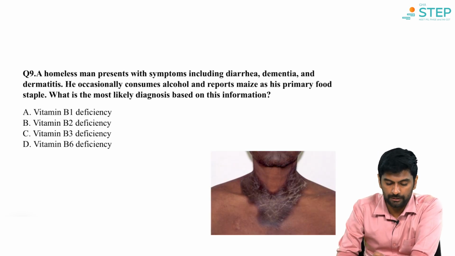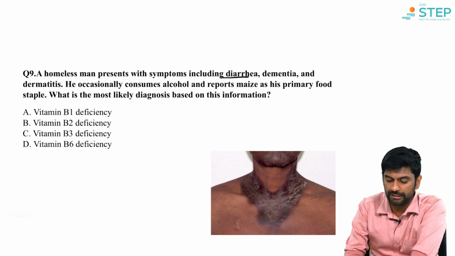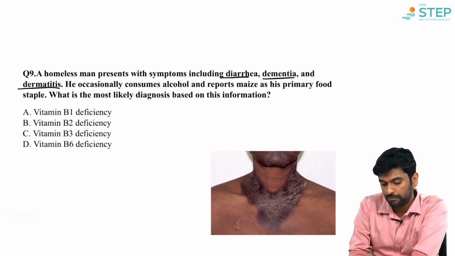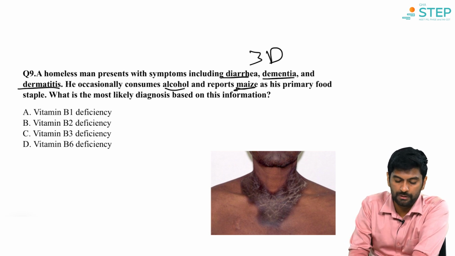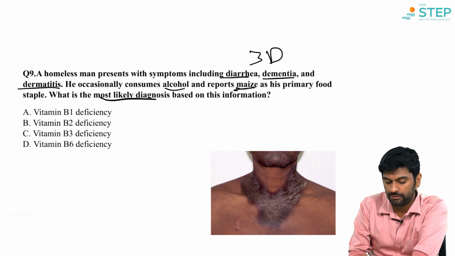Coming to question 9. A homeless man presents with symptoms including diarrhea, dementia, and dermatitis. Obviously, it's going to be the 3 Ds. He occasionally consumes alcohol and reports maize as his primary food or staple. What is the most likely diagnosis based on this information?